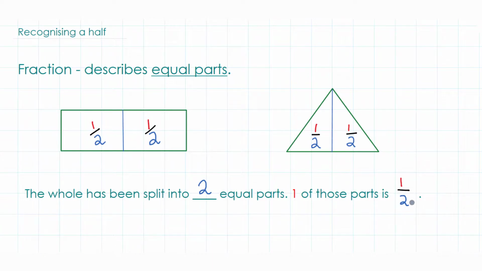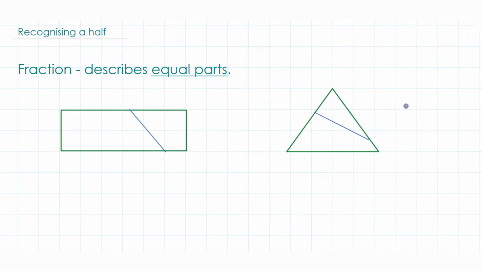The 2 represents the two equal parts that the whole has been split up into, and the 1 represents one of those parts. In these two examples, we've split up the shapes into two parts, but are they halves? No, because they're not two equal parts.